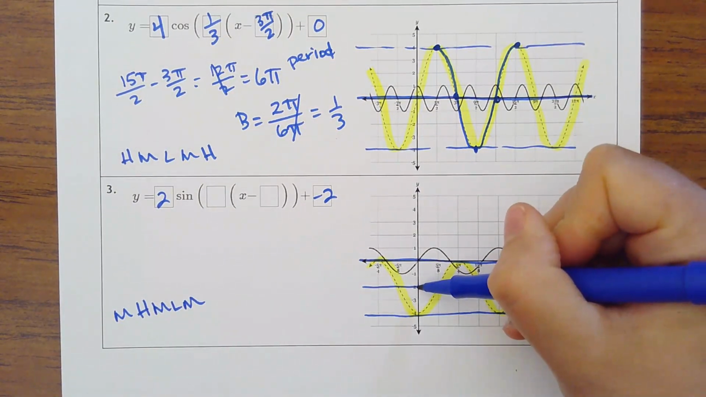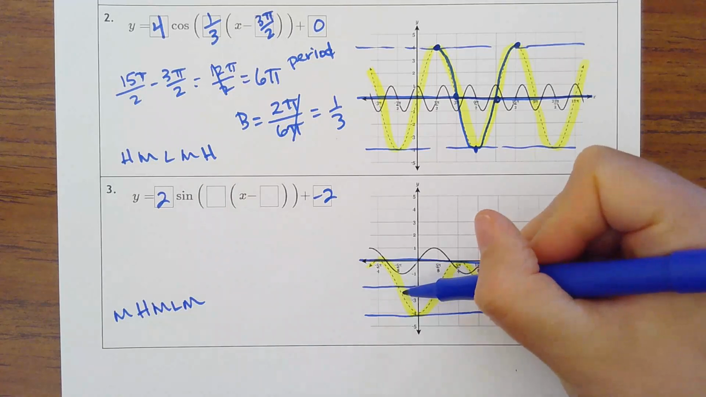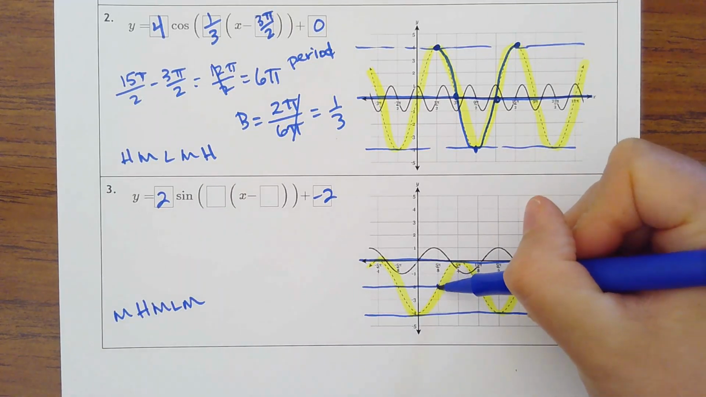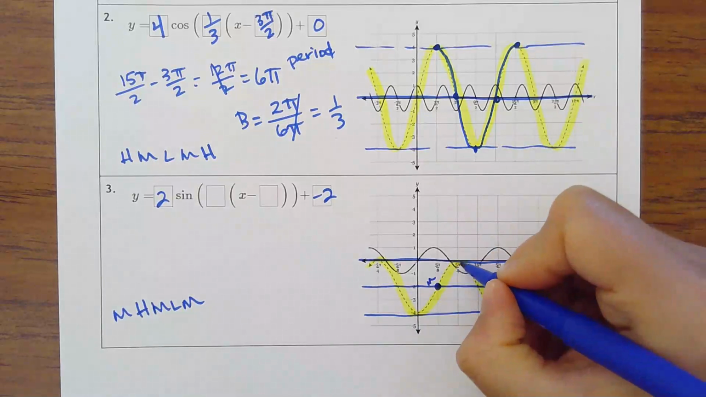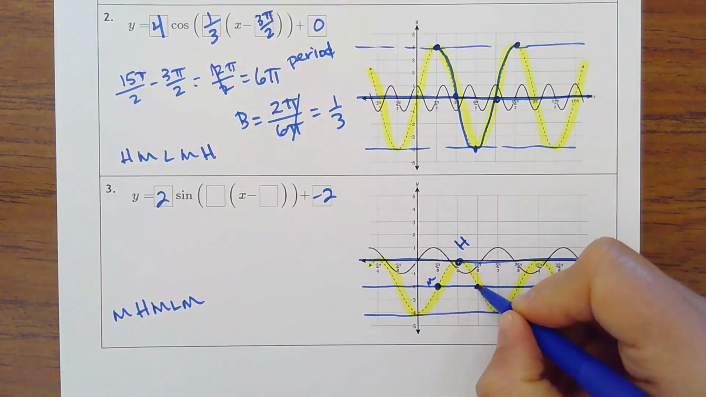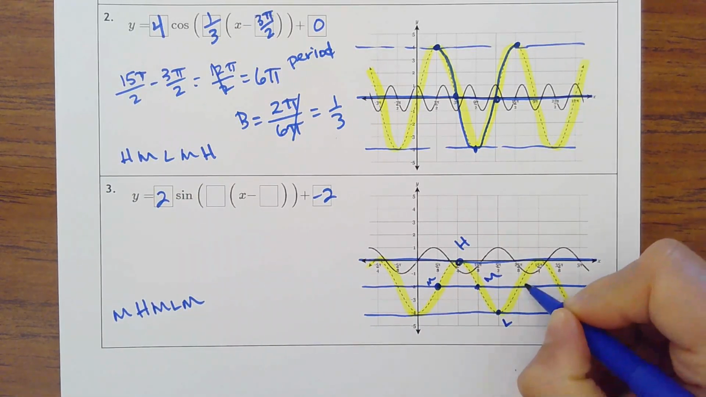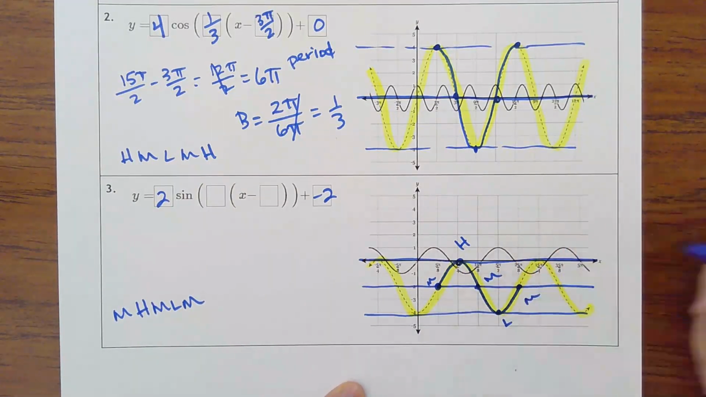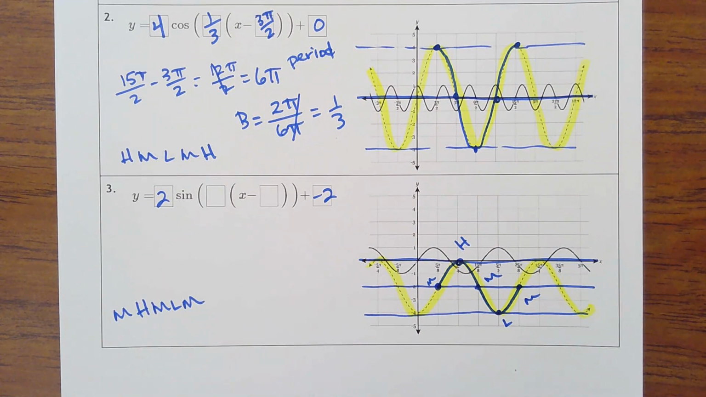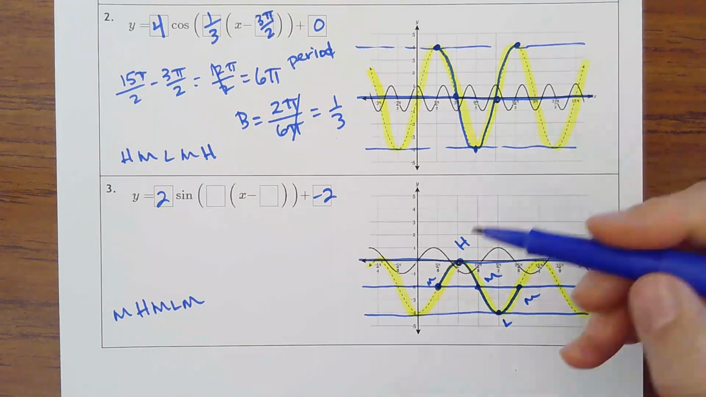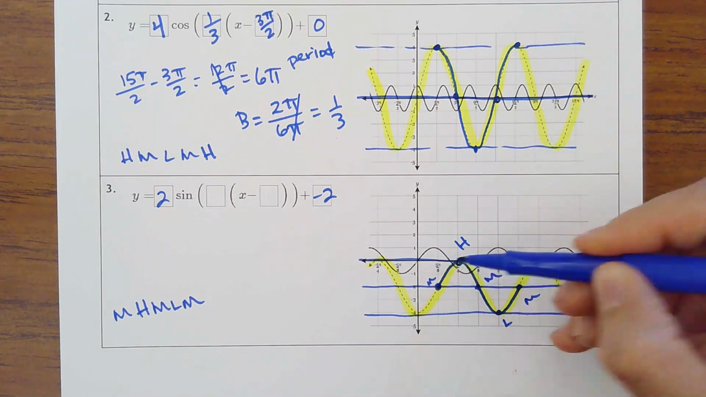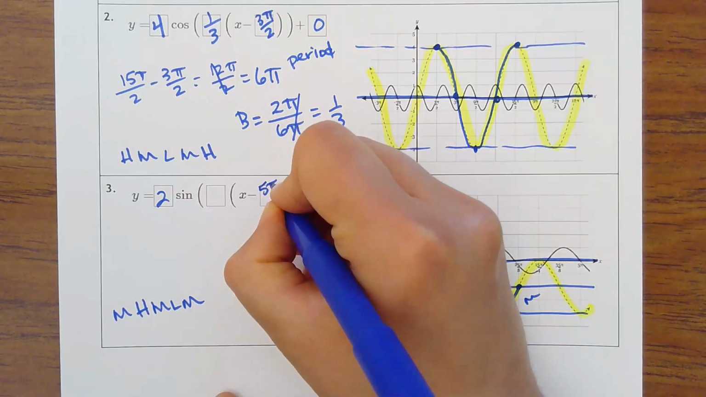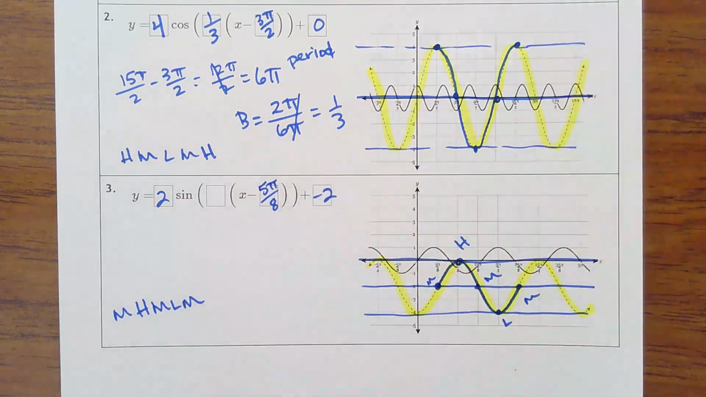So I don't have a middle here, I have a middle here, but then I go middle, low. I don't want that. I'm going to go middle, high, middle, low, back to middle. So I'm looking right here at this cycle. Okay, to find our shift, we went right of 5 pi over 8, so I'll plug that in, and it'll look like x minus that number.